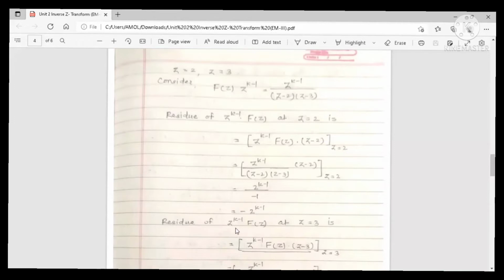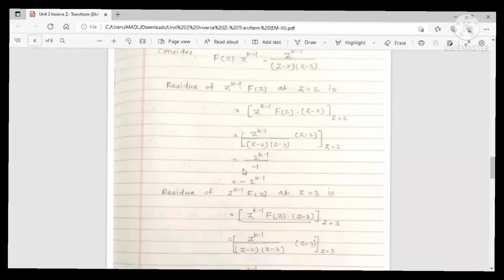Now the residue of z raised to k minus 1 into f of z at z is equal to 3. At z is equal to 3, you find the residue. Similarly, here r is equal to 1 for z is equal to 3, because 3 in the denominator, the term is z minus 3 to the power 1, means r is equal to 1. Here is a simple pole, so r is equal to 1. So similarly, as at z is equal to 2, we can find the residue at z is equal to 3.